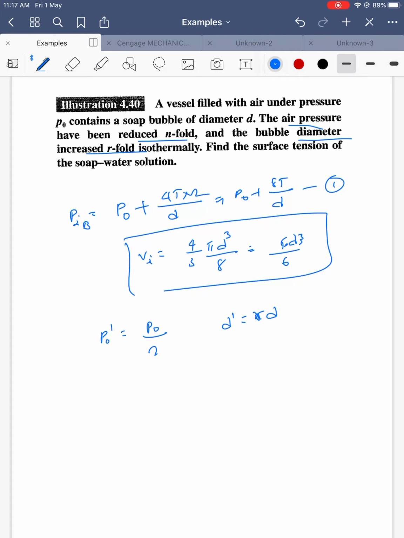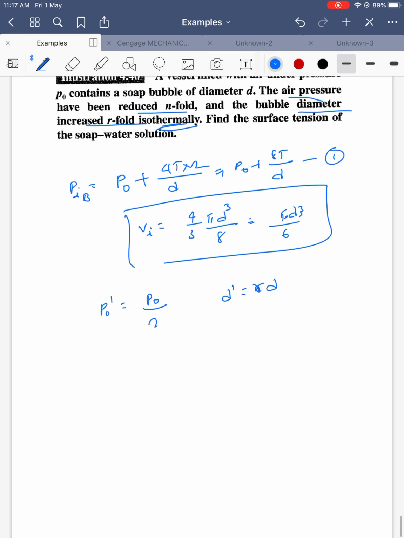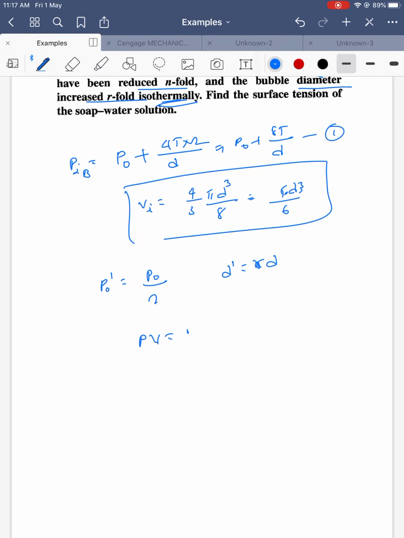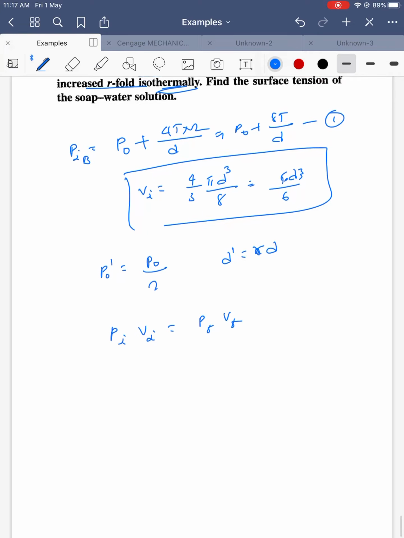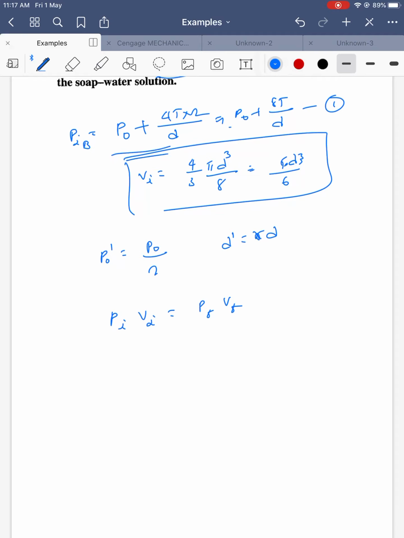How to find it? He has given an isothermal situation. Isothermal in thermodynamics: PV is equal to nRT, so PV is equal to constant. P is pressure, V is volume. The pressure inside the bubble into the volume of the bubble is constant. So this is very important, listen: initial pressure into initial volume is equal to final pressure into final volume. What is the pressure inside initially? P0 plus 8T by d, into the initial volume, pi d cube by 6. Finally, how much is the volume?